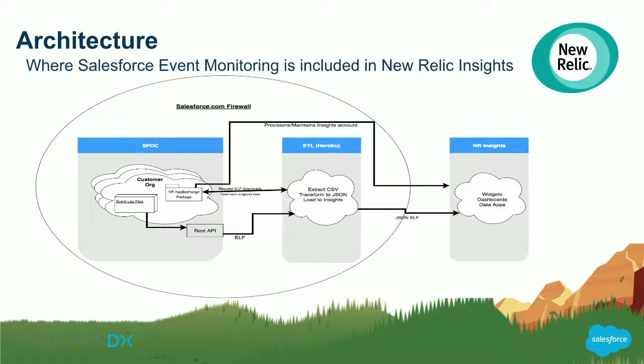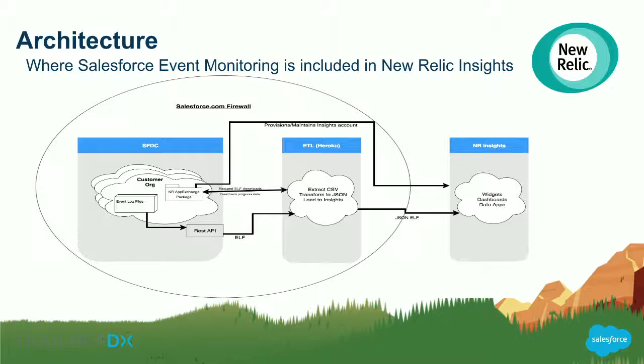Real quick, the architecture looks something like this. We have New Relic Insights, multi-tenant analytics product. Within that circle, you see your Salesforce org. There's an App Exchange package. We're working on getting that certified. Right now, I can share it with you as a private App Exchange package. An App Exchange package that checks continuously what new event log files are available, and then sends that information to that Java application that's running on Heroku.